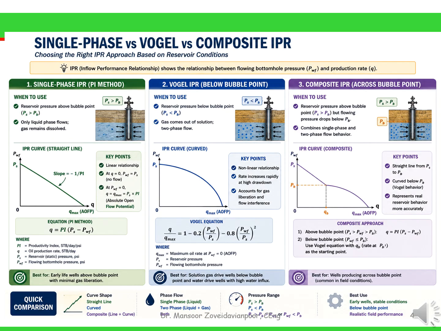Many wells experience both conditions during their productive life. They begin with single-phase flow and later transition to two-phase flow. In these cases, the Composite IPR method combines both models to represent the complete inflow behavior. The lesson is simple. Before calculating production, identify the reservoir condition first. Choosing the wrong IPR model can lead to large errors in production forecasts, reserve estimates, and development decisions.